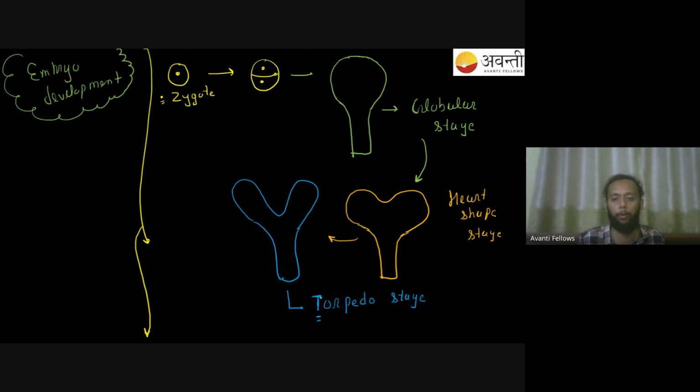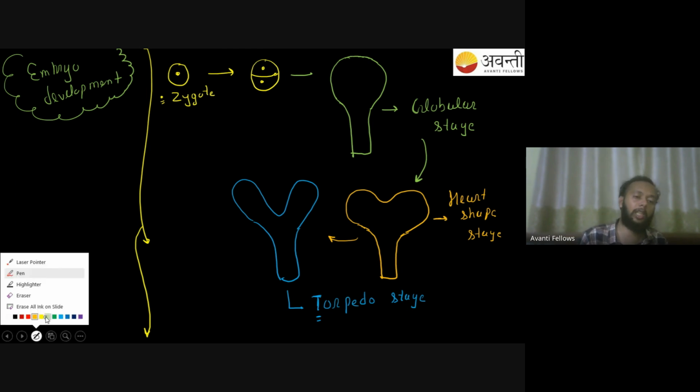So it looks like a torpedo. Okay, so remember all these stage names. You have a globular stage, then you have a heart-shaped stage, and then you have a torpedo stage, and after that you will have a much more mature stage. What will you get in the mature stage?